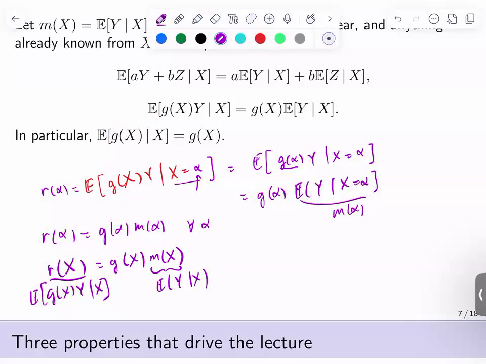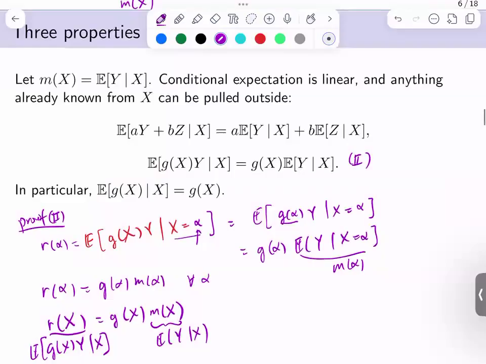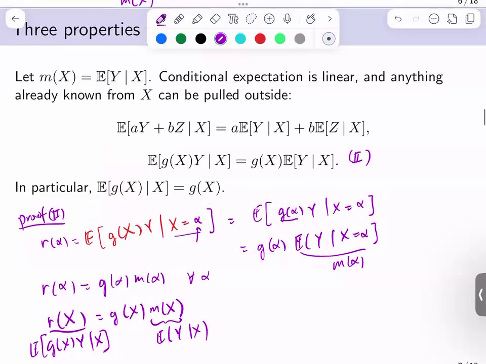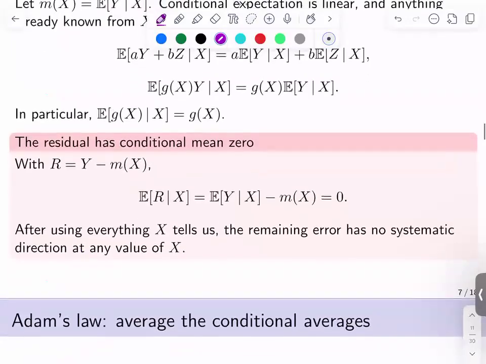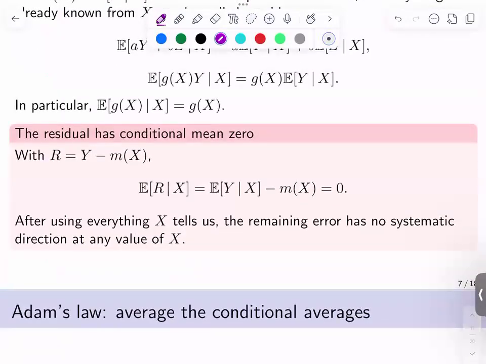Okay, let's say proof of 2. Like a heuristic proof. Any questions about this? Properties of conditional expectation. Let's use a little example here.